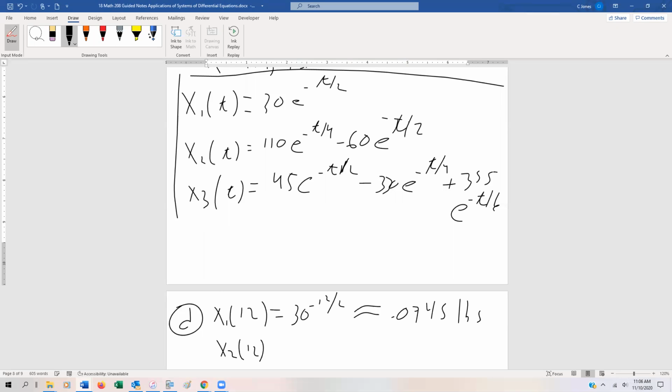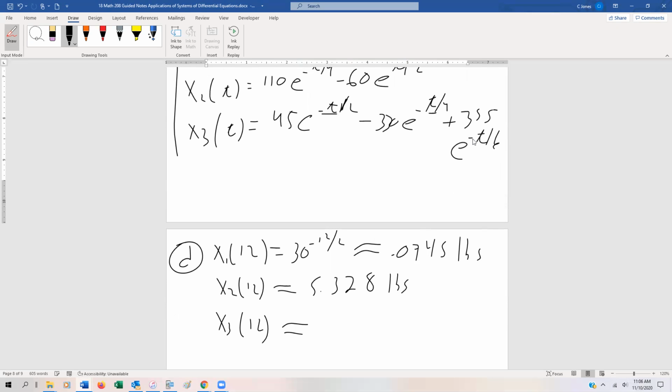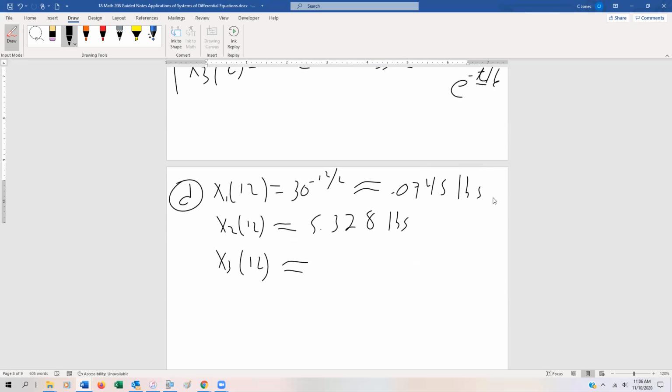So remember, initially there's 30 pounds of salt. So after 12 minutes, we're basically down to nothing. After 12 minutes, this is just going to turn into 5.328 pounds. And then finally, we just plug in 12 up here. So just plug in 12 for each of those, and that's going to yield 31.726 pounds. So there's still a lot of salt in those tanks after 12 minutes, at least in the latter of the two. In the first tank, it's almost gone.